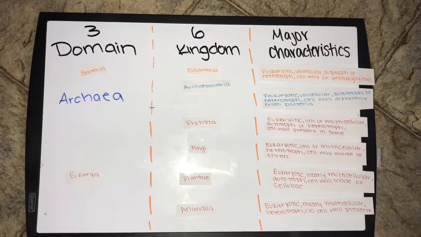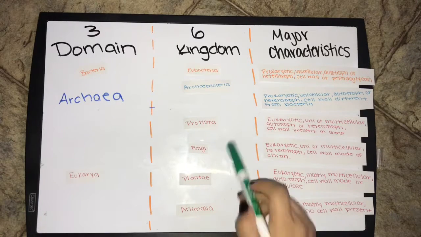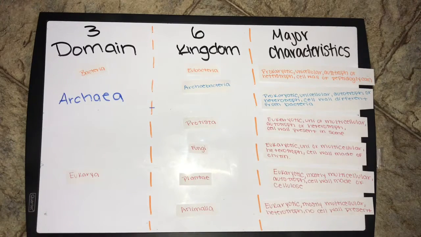Archaebacteria characteristics will always be prokaryotic. It will be unicellular, autotroph or heterotroph. The cell wall will be different from bacteria. Protista will be eukaryotic. It's going to be multicellular or unicellular. It's autotroph or heterotroph, and the cell wall is present in some.